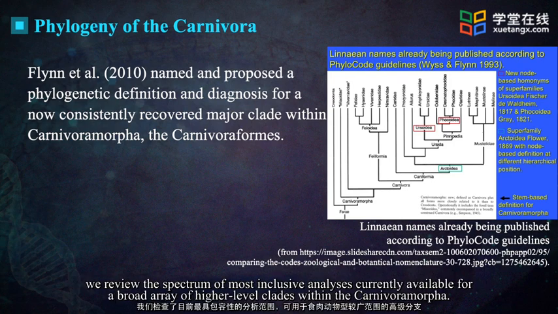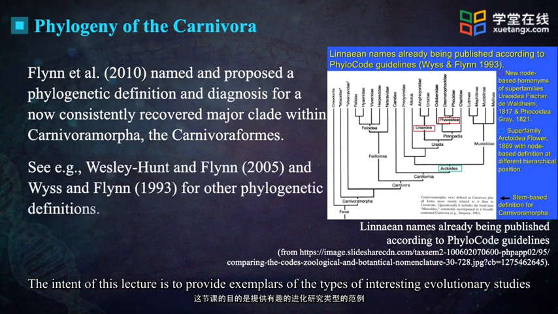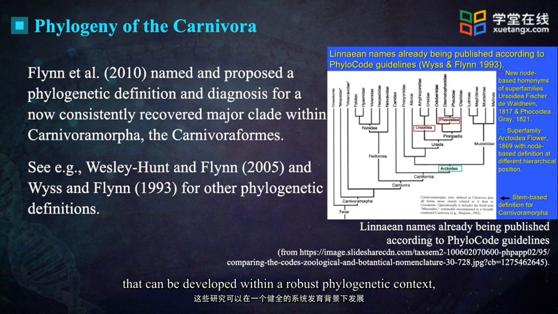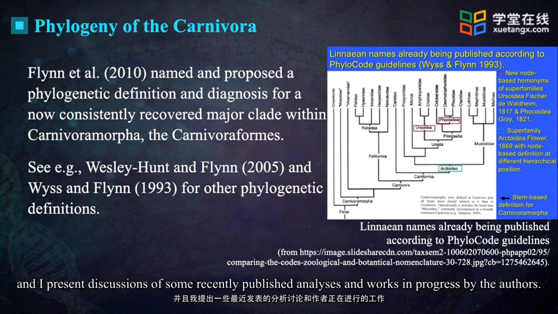We review the spectrum of most inclusive analyses currently available for a broad array of higher-level clades within the Carnivoramorpha. The intent of this lecture is to provide exemplars of the types of interesting evolutionary studies that can be developed within a robust phylogenetic context, and I present discussions of some recently published analyses and works in progress by the authors.